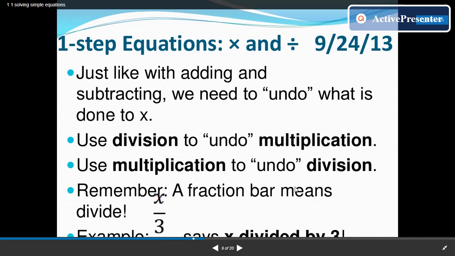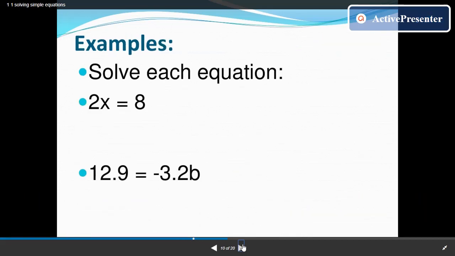Remember that a fraction bar, the bar between a number and a letter, means division, or divide. For example, x over 3 means x divided by 3, x is divided by 3. Let's have more practical examples from the next page.